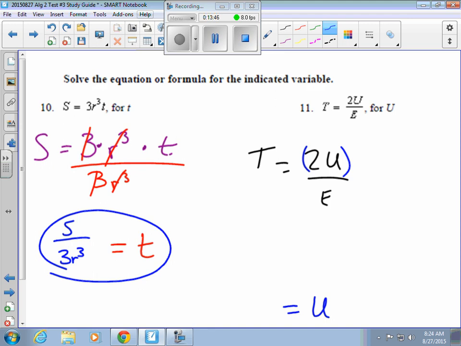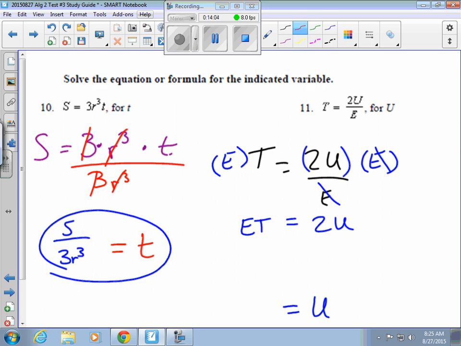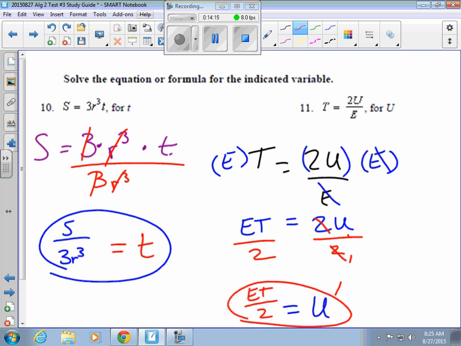So you want to undo, divide by e. So multiply both sides by e. If you multiply the right, again, do it to the left. This cancels this. You're left with 2u on the right equals e times t. Then get u by itself by dividing by 2 on both sides. This cancels this, leaves you with u. That's what you wanted. Et divided by 2, or over 2.